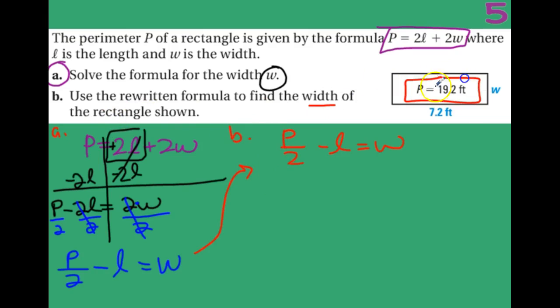Well, they tell us the perimeter right here is 19.2. So let's divide by 2, minus our length, and the length right here on the bottom is 7.2. That'll give us the width. So in my calculator, 19.2 divided by 2 is 9.6. And then it says minus 7.2. So 9.6 minus 7.2 is going to give me 2.4 for the width.